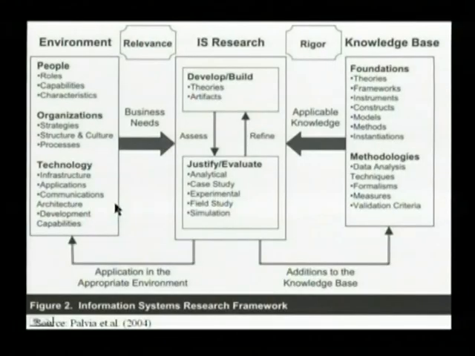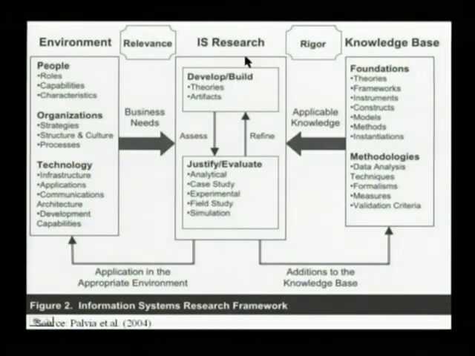This diagram shows information systems research framework. And in this situation, you see there is an environment, IS research factor and knowledge base. But here, relevance and rigor of research are two important aspects in any research method.